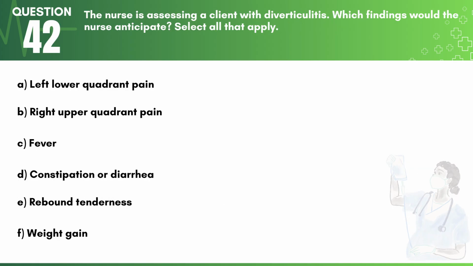Question 42. The nurse is assessing a client with diverticulitis. Which findings would the nurse anticipate? Select all that apply. A. Left lower quadrant pain. B. Right upper quadrant pain. C. Fever. D. Constipation or diarrhea. E. Rebound tenderness. F. Weight gain.